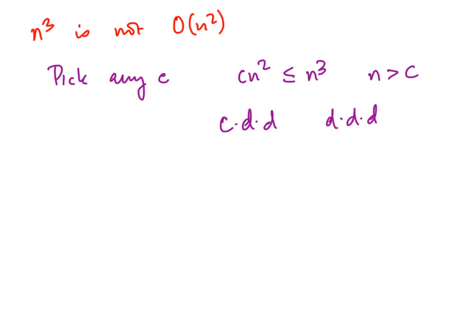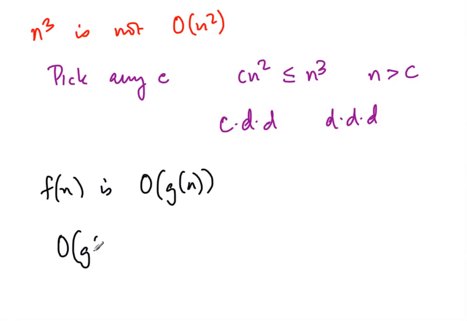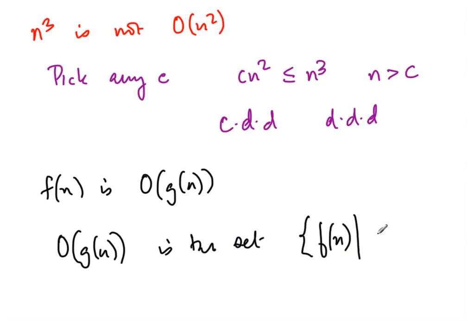So let's just use another piece of notation. So we said that f of n is big O of g of n. So in general, big O of g of n can also be thought of as a set. So it is the set of all f of n such that f is big O of g. So sometimes we will use this notation to indicate all the possible functions which are big O of g of n.